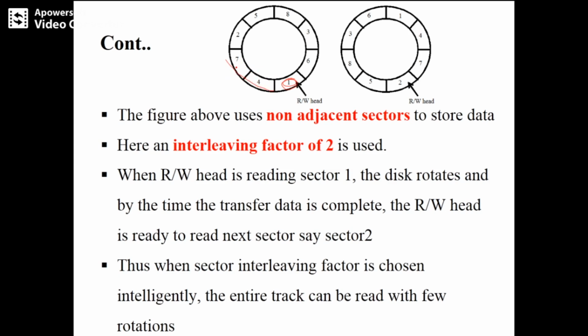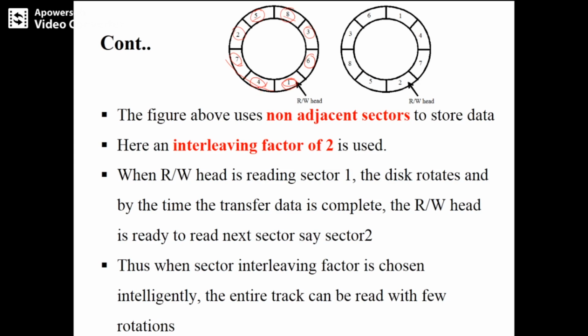So I will leave, say assume I am going to leave 2 sectors now, and here I am going to write my sector 2. Next, once again I am leaving 2 sectors. Here I am going to write my sector 3. Again leave 2 sectors, I am going to write my sector 4. Again leave 2 sectors, I am going to write my sector 5. Again leave 2 sectors, 6. Leave 2 sectors, 7. Leave 2 sectors, I am writing 8. Now what I have done is I am choosing wisely an interleaving factor of 2.